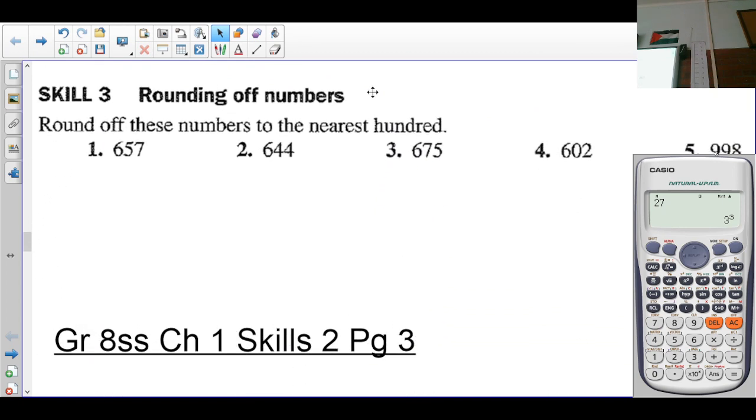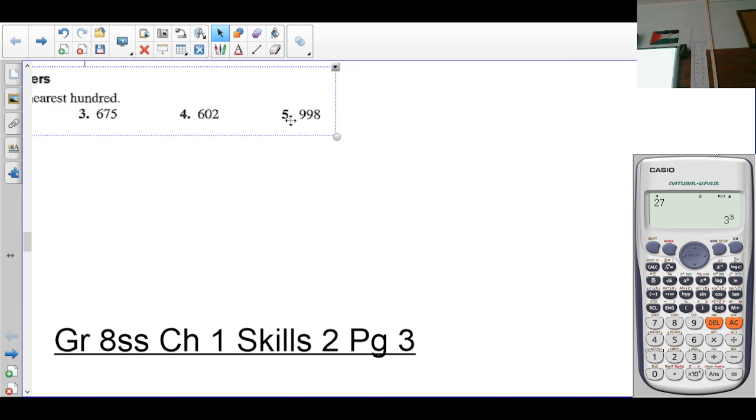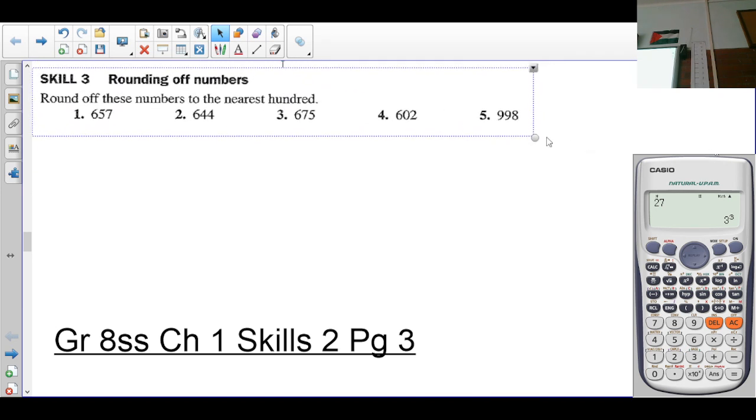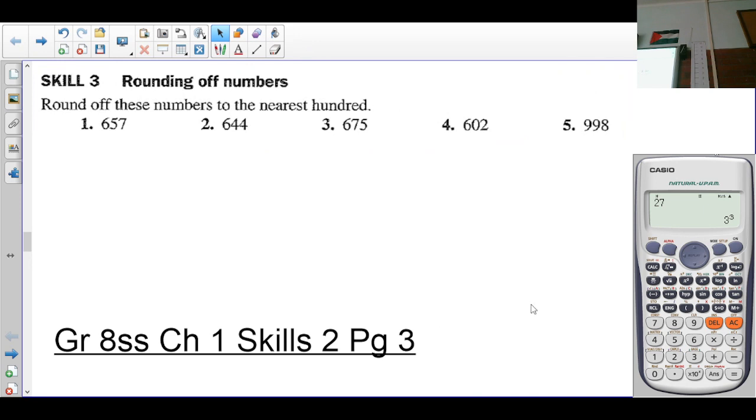That brings us to skill 3. It says round off these numbers to the nearest 100. So this number to the nearest 100 is what? 700. Why not 600? So that 5 will turn that 6 into a 7. If that number, the tens unit, was greater or equal to 5, it's going to change the first significant number there. Or if it's less than 5, it won't change. Okay? You all understand it?